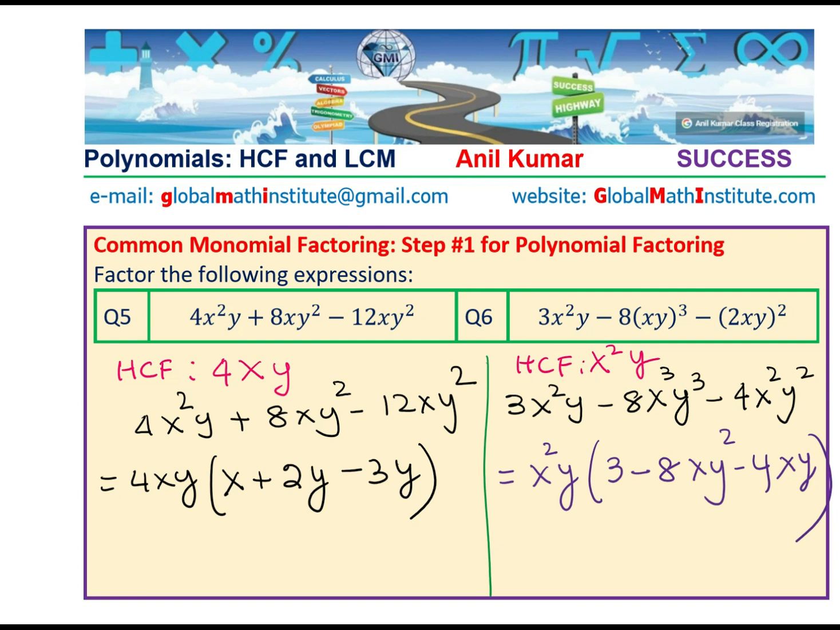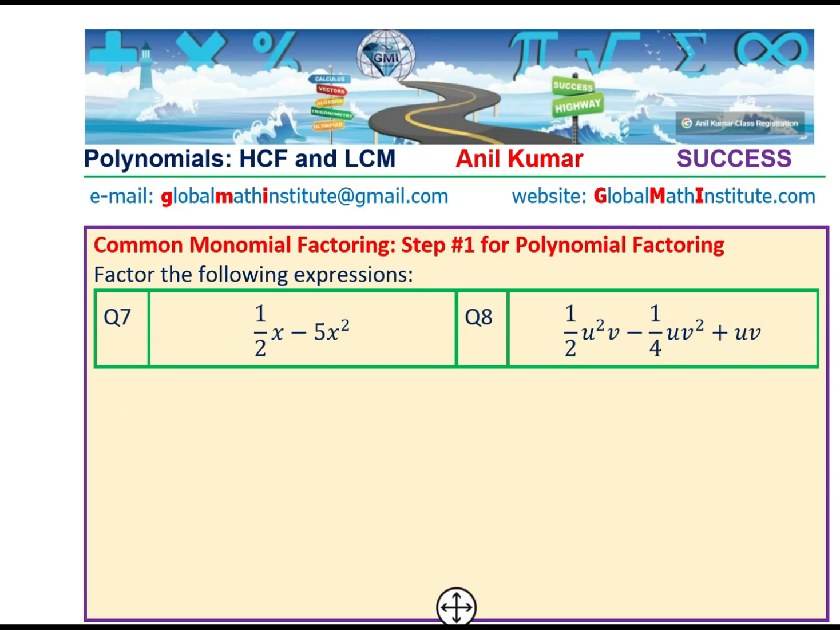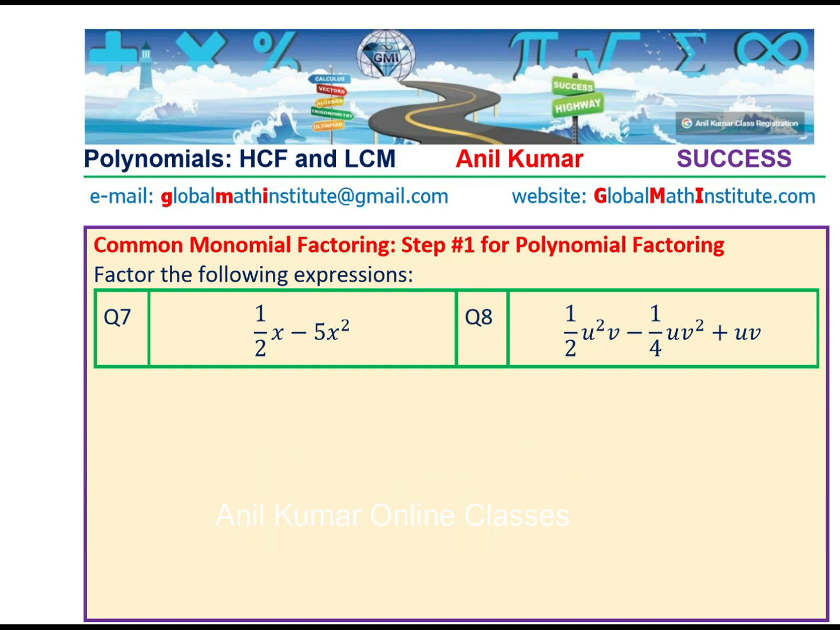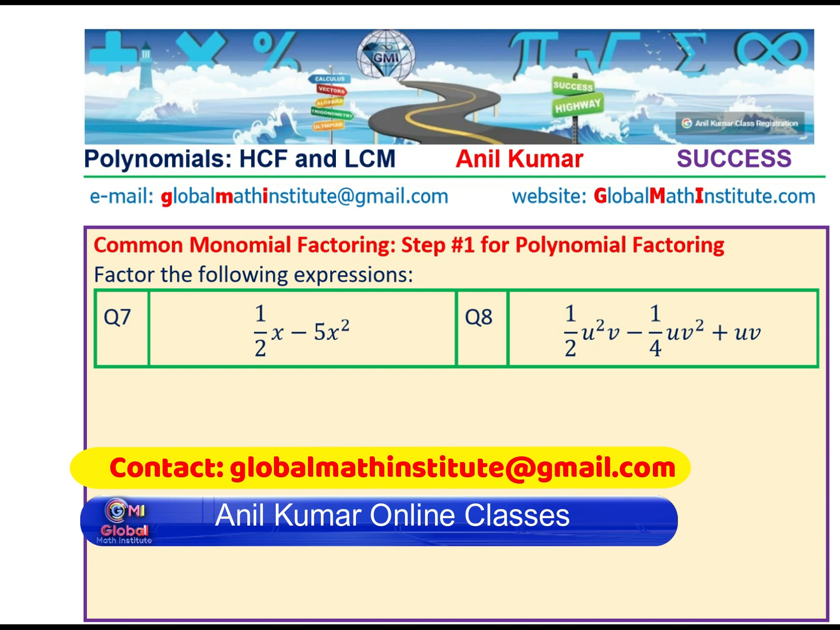Makes sense? Correct? Next question. In this question, you'll find that we have fractions. Half x minus 5x squared. And then we have fractions with three terms.